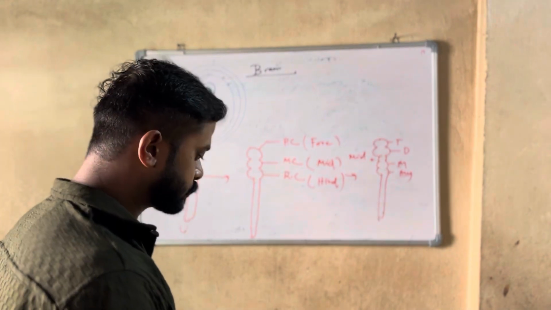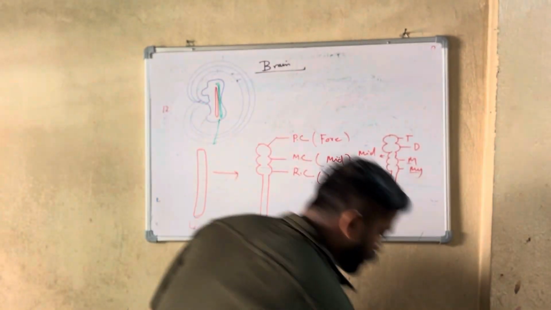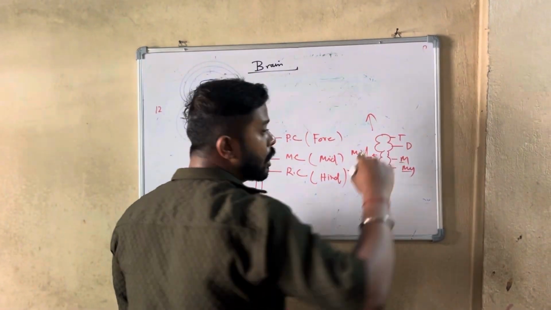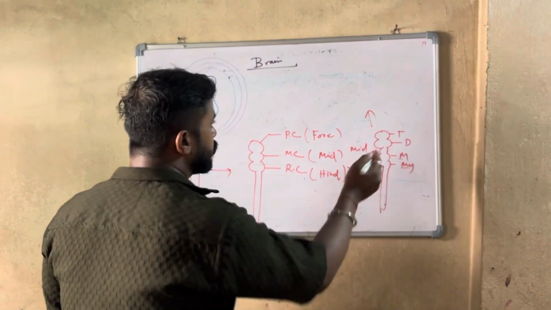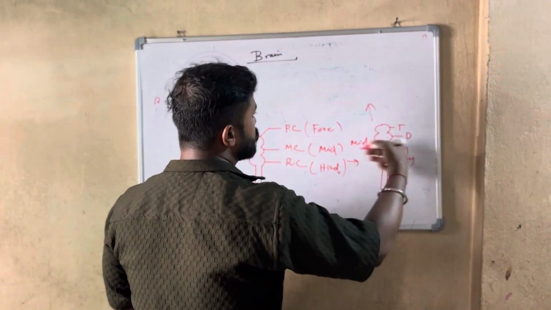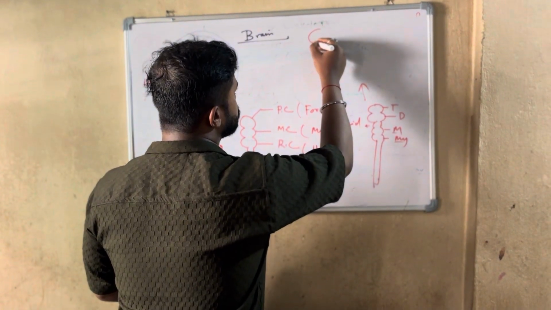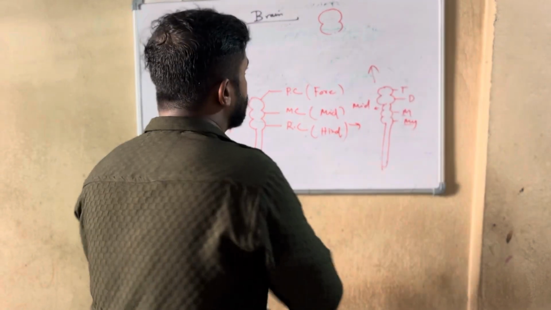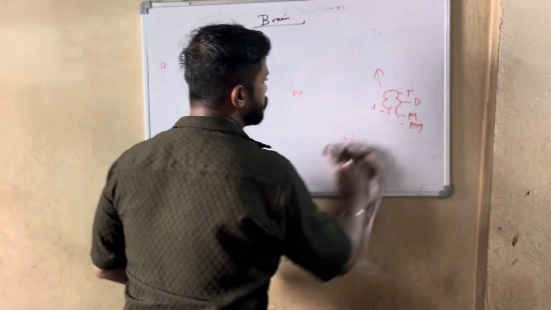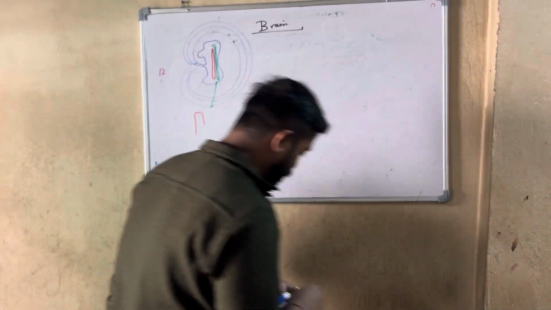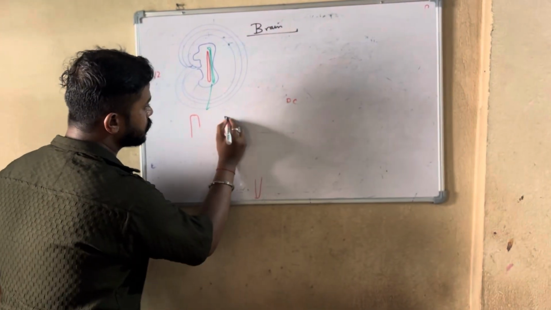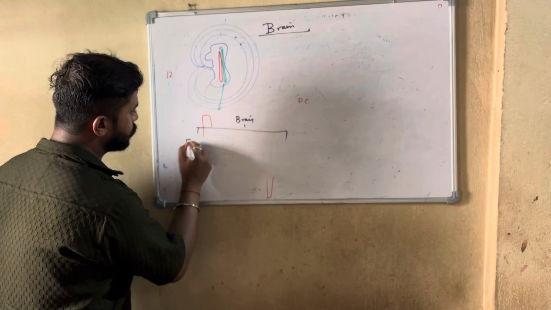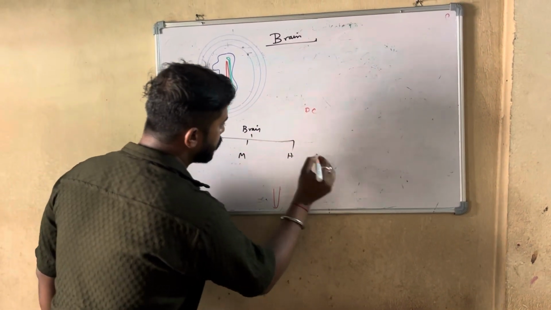Okay. So after more development, after the total 10-month development, the structure of the brain is like that. At first I write the parts of the brain. So the brain is forebrain, midbrain and hindbrain.